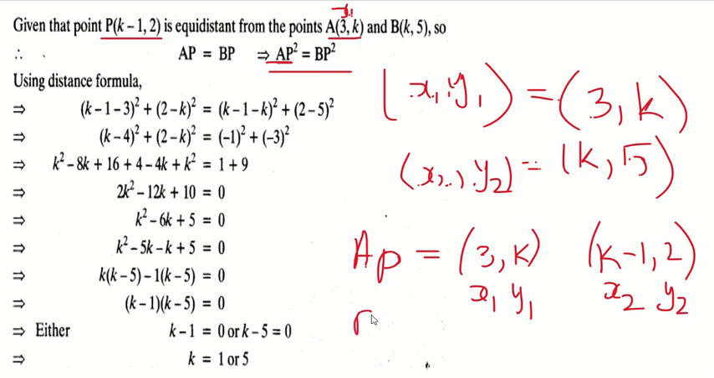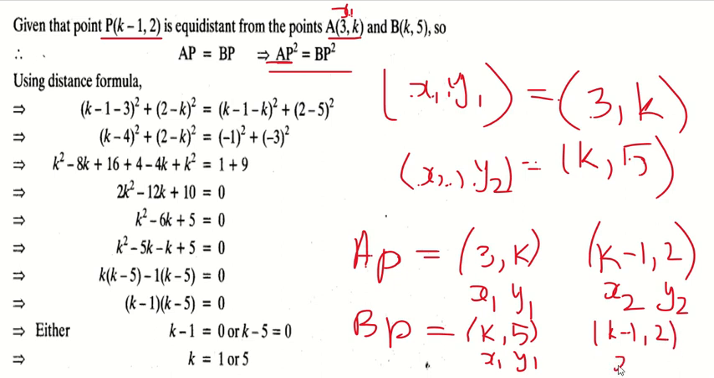In the same way, what is BP? You'll get the same as it is. So, in the place of B, what is the point we are getting? K comma 5. So, for BP, you will get k as x1, 5 as y1, and the same as in AP, k minus 1 as x2 and 2 as y2. Now, we are going to substitute this in the formula. x2 minus x1 the whole square, what is x2 here? k minus 1 minus 3 the whole square plus y2 minus y1 the whole square, equal to the same thing that we are doing for BP squared also.